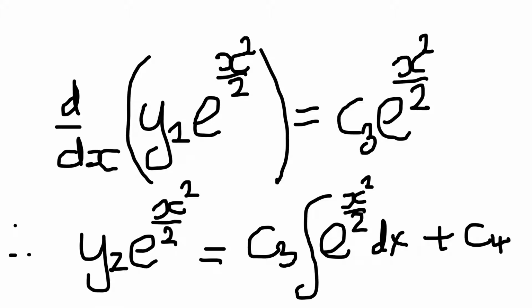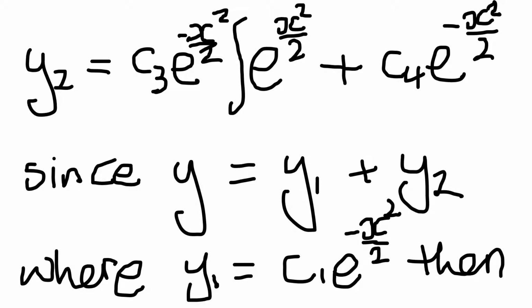But what we've got here is y2 e to the x squared over 2, which is equal to c3 times the integral of e to the x squared over 2 dx plus a constant of integration, which I've called c4. Now, this can be simplified, and we get y2 is equal to c3 e to the minus x squared over 2 times the integral of e to the x squared over 2, plus c4 e to the minus x squared over 2.